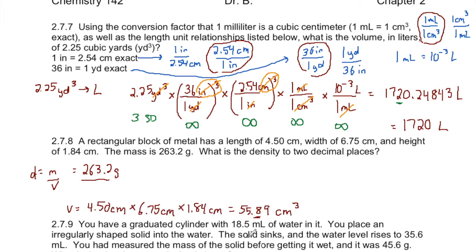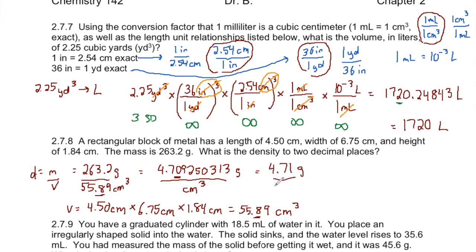So our volume is 55.89 cubic centimeters with 3 significant digits, since each of our measurements here has 3 significant digits. When we divide something with 4 significant digits by something with 3 significant digits, we come up with a density that should have 3 significant digits. So we should report this as 4.71 grams per cubic centimeter.